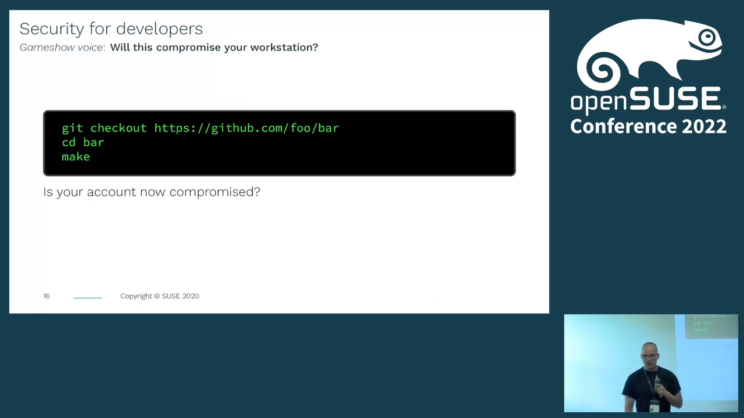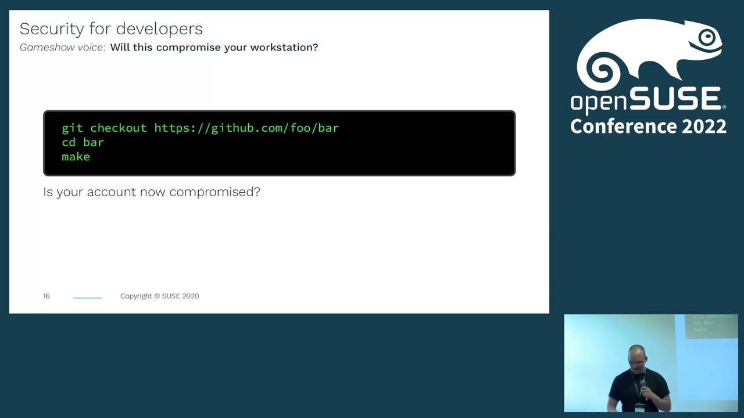So now we go to the game show part of this talk. We play now: will this compromise your workstation? You check out some random Git repository, enter the directory, and type make. Show of hands, is your account now compromised? Please show your hand if you think it's compromised now. That's good that you think that.